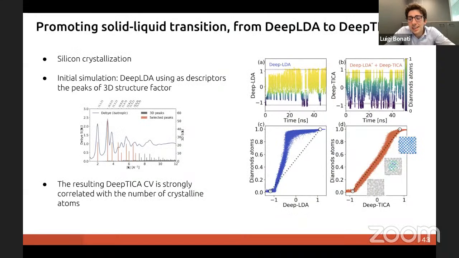Finally, the last example, just to show that this is really a general approach that can be applied to systems as diverse as protein folding, but also materials crystallization. In the first example, we improved on a variable given by physical intuition, in the second, with a multicanonical, a collective variable-free simulation. And here we say, let's start by training a deep LDA CV and see whether we can improve it.